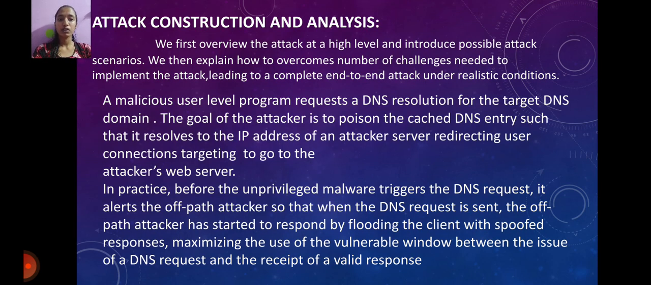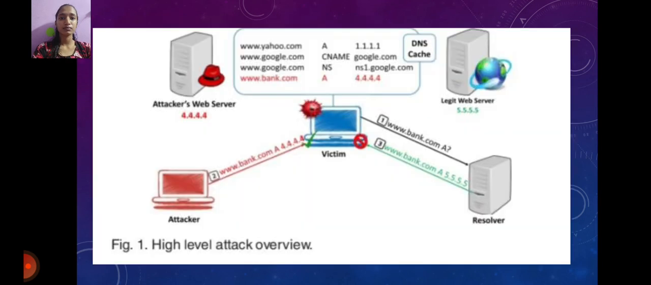In practice, before the unprivileged malware triggers the DNS request, it alerts the off-path attacker so that when the DNS request is sent, the off-path attacker has started to respond by flooding the client with spoofed responses, maximizing the use of the vulnerable window between the issue of the DNS request and the receipt of a valid response. This slide is the example I explained before the topic.